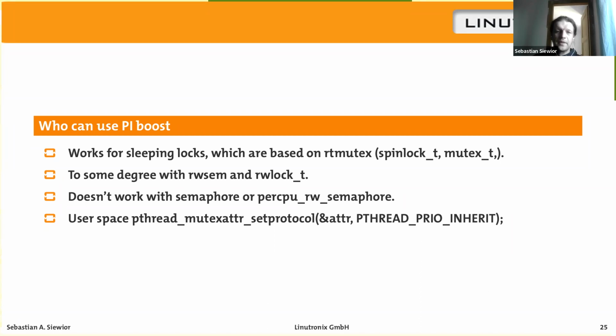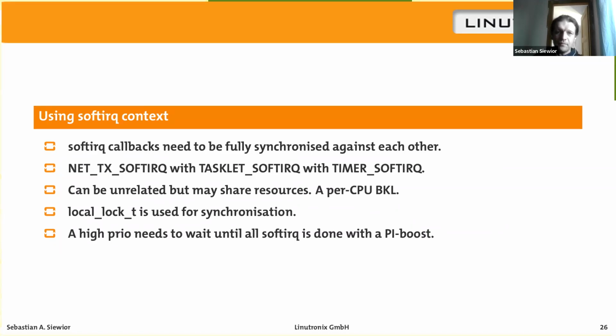It can be used from userland. For the pthread mutex lock, if the protocol is set to priority inherit, then it's basically using the same mechanism in the kernel. As I mentioned earlier, the SoftIRQ context is problematic, and that's why we started to go for RCU to avoid it as much as possible. And in general, we try to avoid it as much as possible.